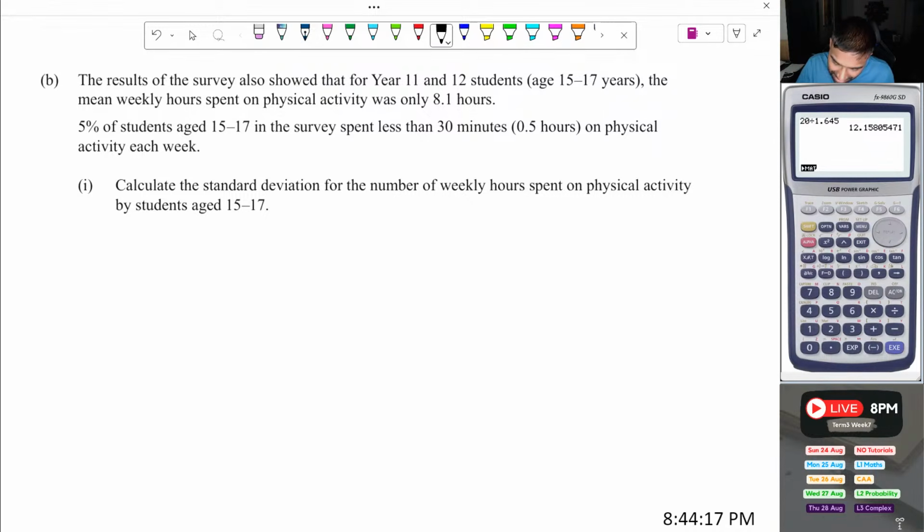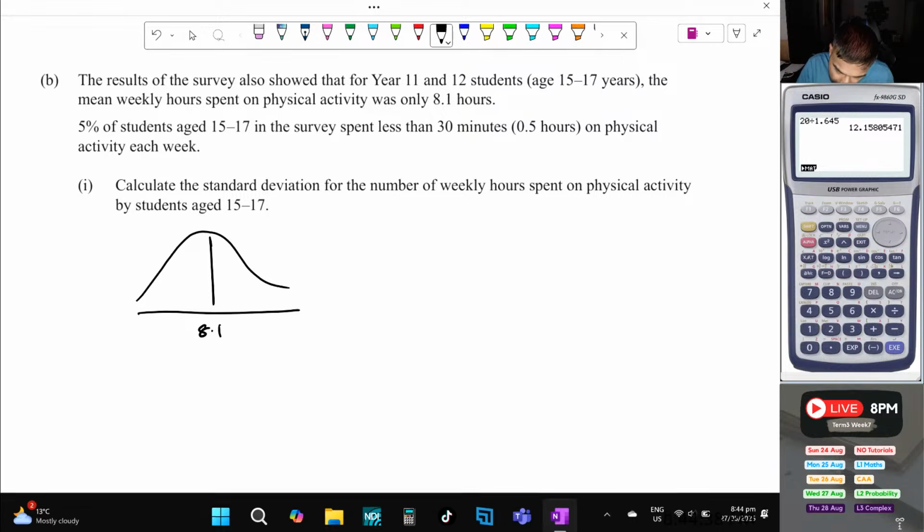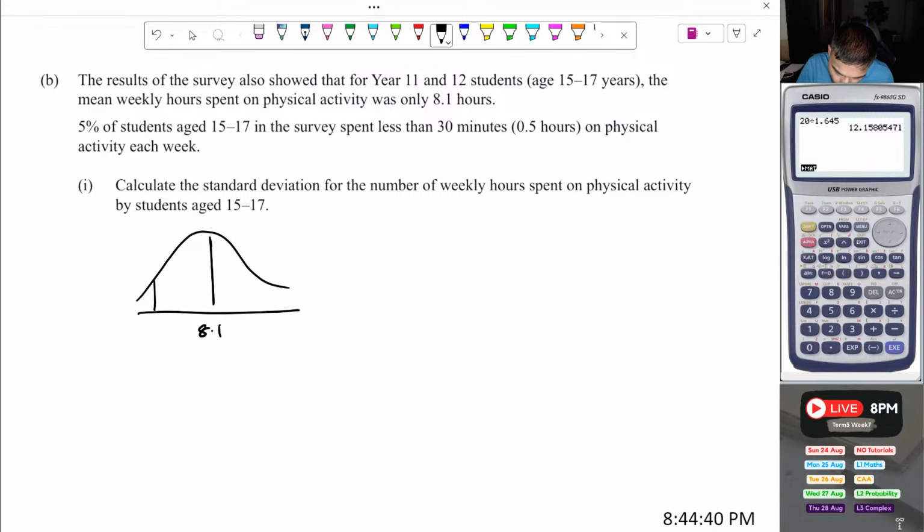Sweet Noodles, thanks, man. All right, so this question here, we're going to sketch it out here. Mean was 8.1 hours. So that's going to be 8.1. Now it says 5% of the students aged spent less than 0.5 on the physical activity each week. So this is 0.5 hours. Now this is the important part. You can't put that as 30 because 30 is actually minutes. And they kind of give you the clue there as well. And then this part here is going to be 5%. So it's going to be 0.05.